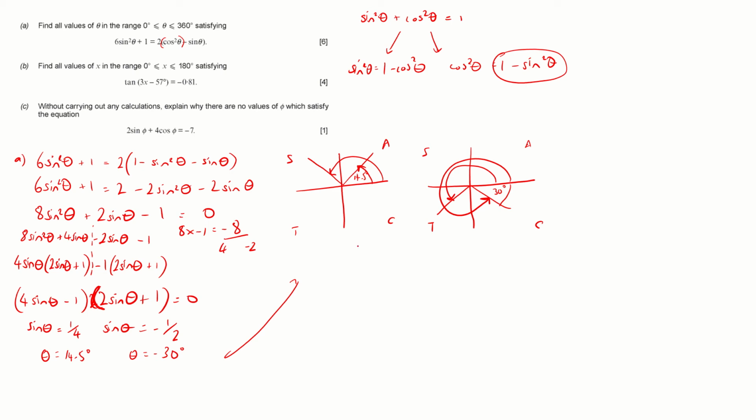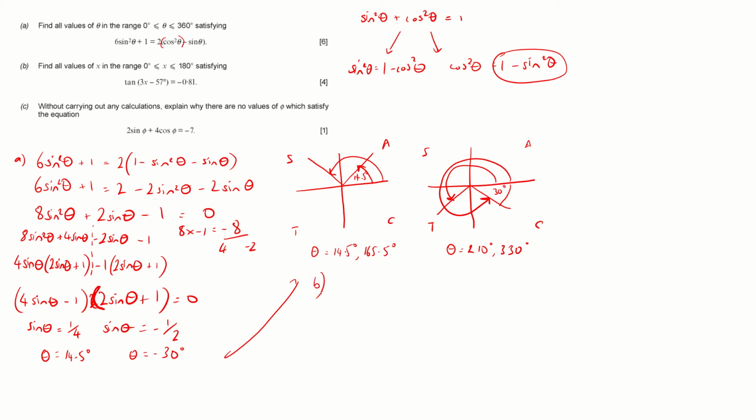I'm going to use angle facts to work out the rest. So from the first one, I get 14.5 as my first solution to there. And then this next one is 180 take away 14.5, which is 165.5 degrees. And then this one here is 180 plus 30, which is 210. And then we have 360 take away 30, which is 330 degrees. So part A is taking up a lot of room. I may need a separate slide for this one in a moment.